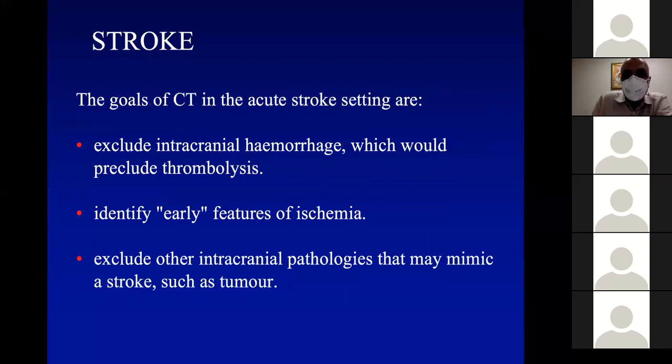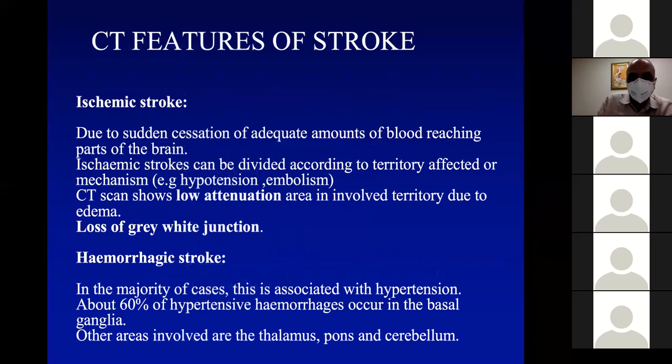The goals of CT in acute stroke settings are basically to exclude intracranial hemorrhage, which would preclude thrombolysis, identify early features of ischemia, and exclude other intracranial pathologies that may mimic a stroke, such as a tumor. Now, what are the features of stroke on CT?